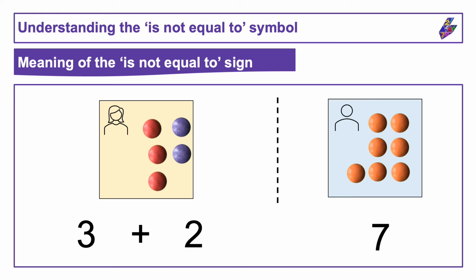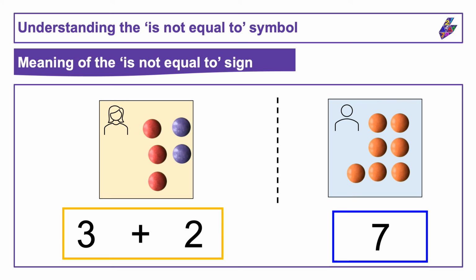If we look at Jenny's sweets, we can see that 3 plus 2 gives a total of 5. So Jenny has 5 sweets in total. And we already worked out the total of Michael's sweets. That was 7. So do they have the same amount? They do not. The number of sweets Jenny has is not equal to the number of sweets that Michael has. So we say 3 plus 2 is not equal to 7.